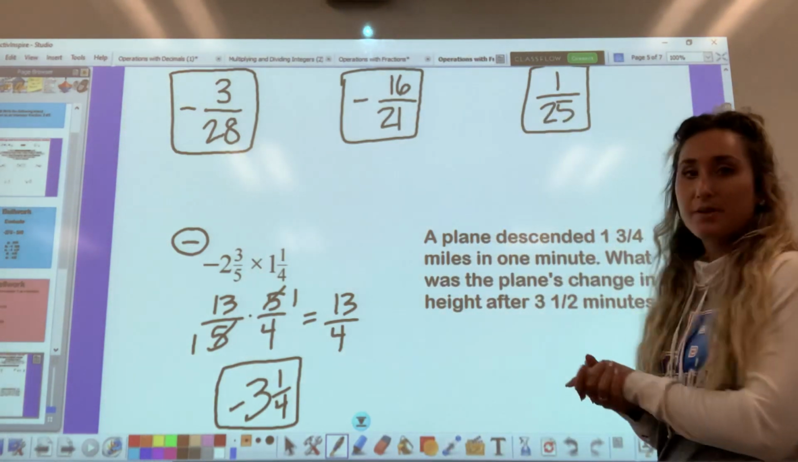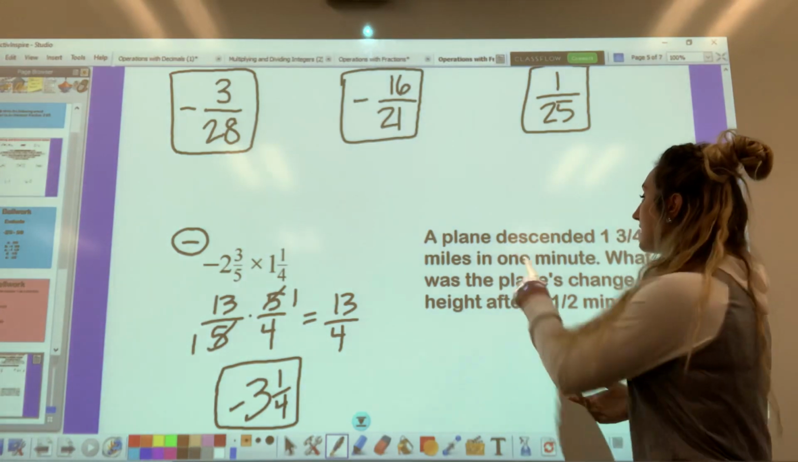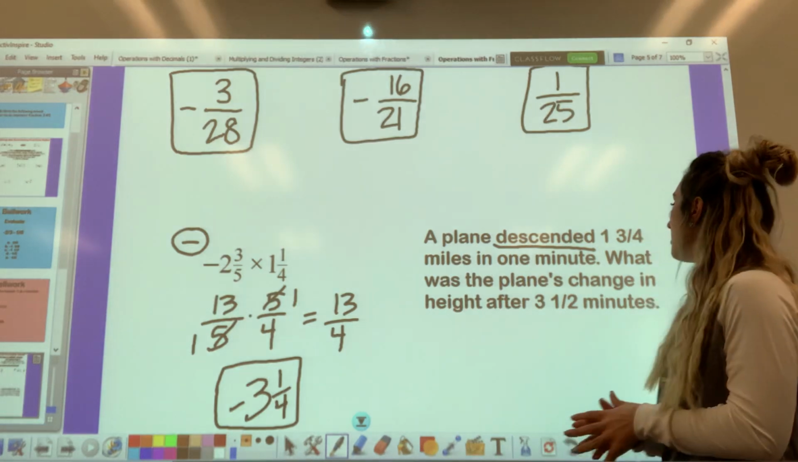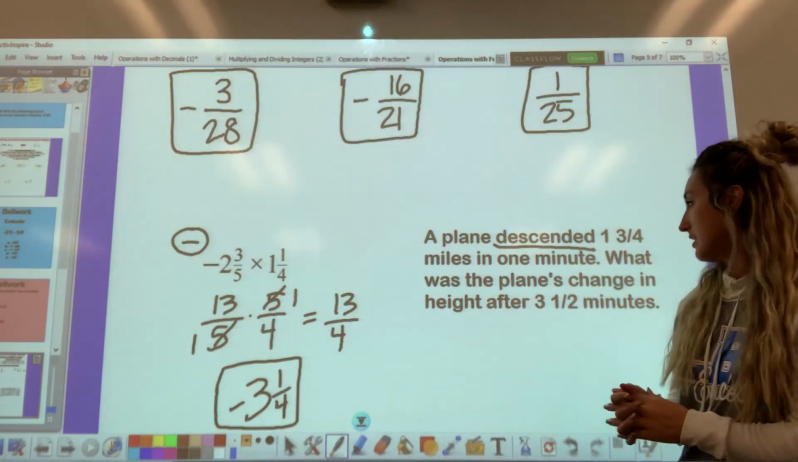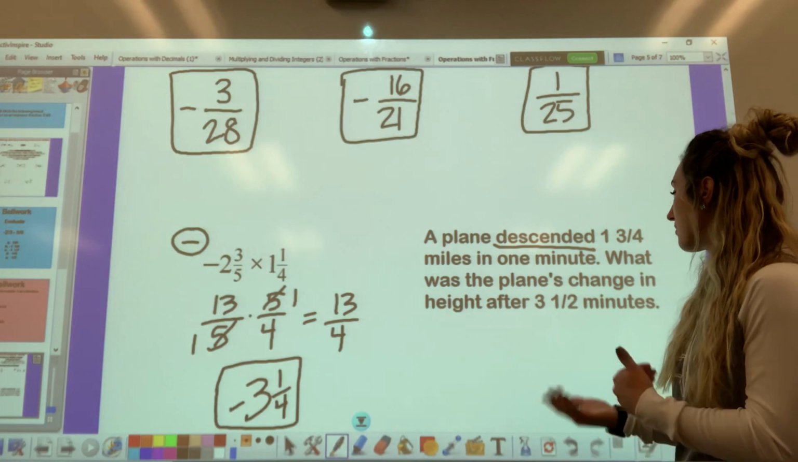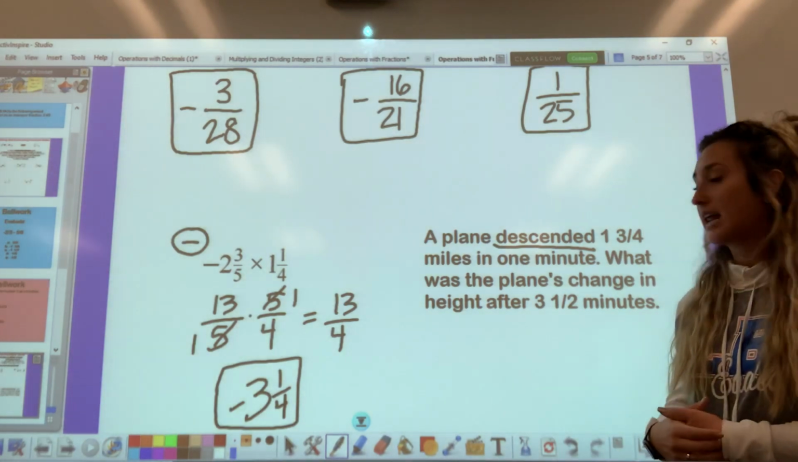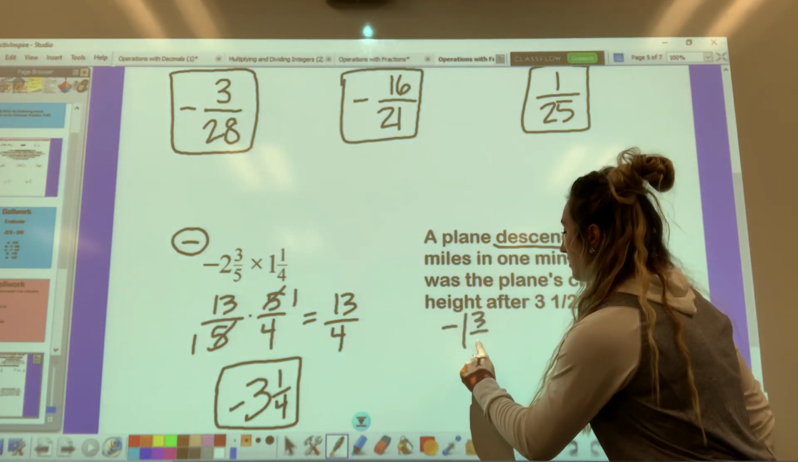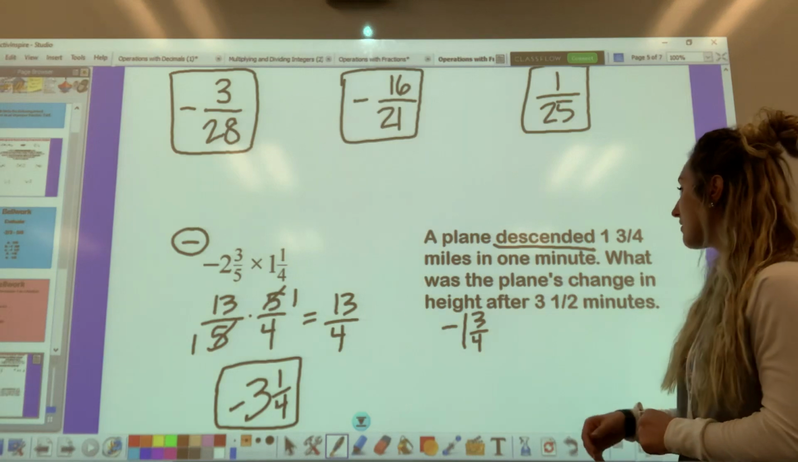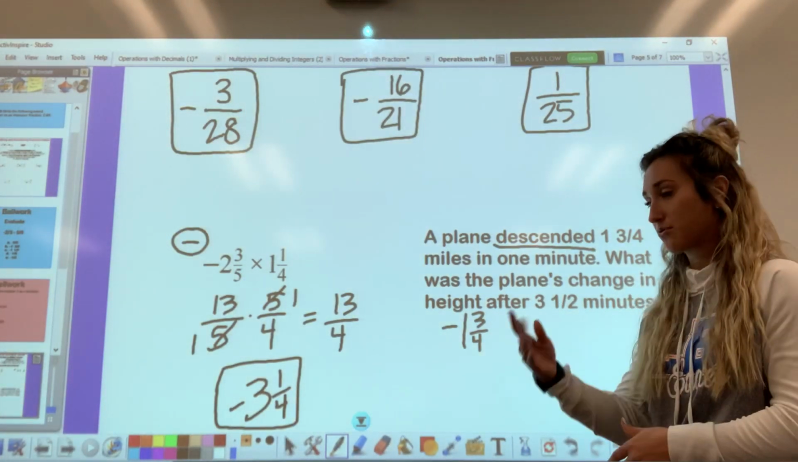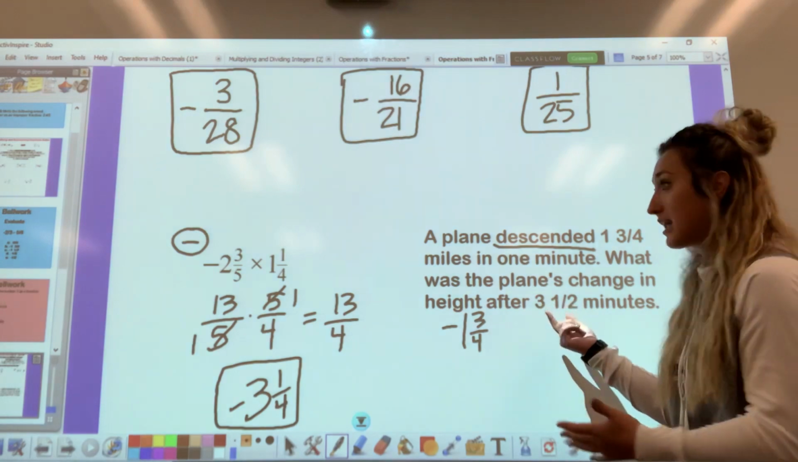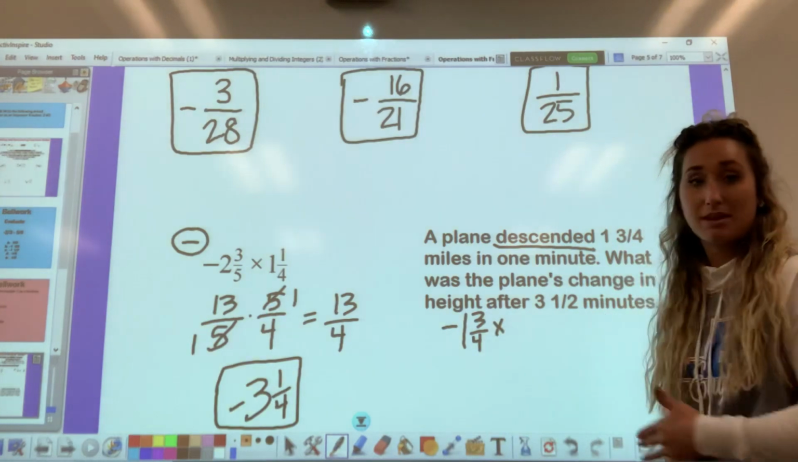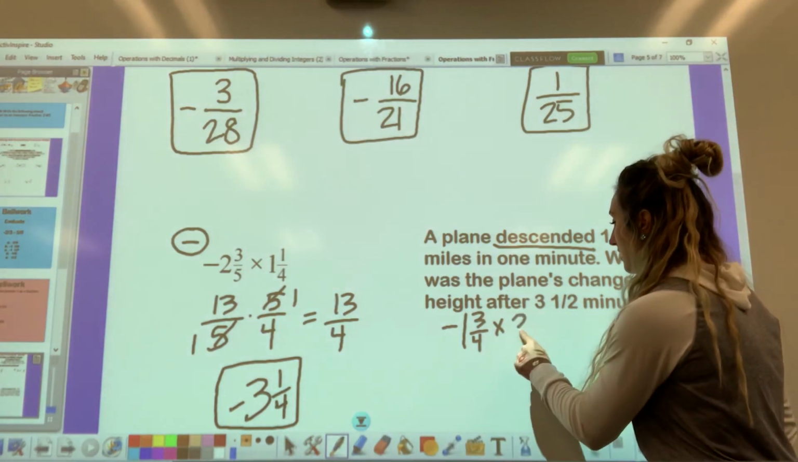All right, and then lastly we have a word problem. It says a plane descended. Hopefully that screams negative in your head. 1 3/4 miles in 1 minute. So how far does the plane go? What's the change in height after 3.5 minutes? So this is how far it goes in just 1 minute. And if I wanted to figure out how far it would go in 2 minutes or 3 minutes or 5 minutes or 3.5 minutes, then you need to multiply this amount by however many minutes you need, which in this case is 3.5.